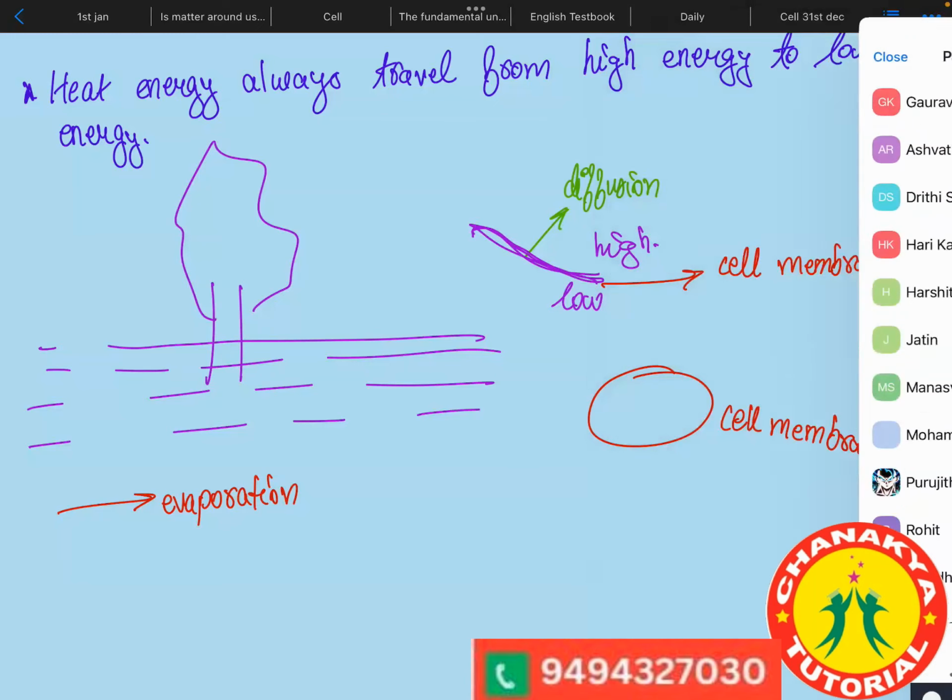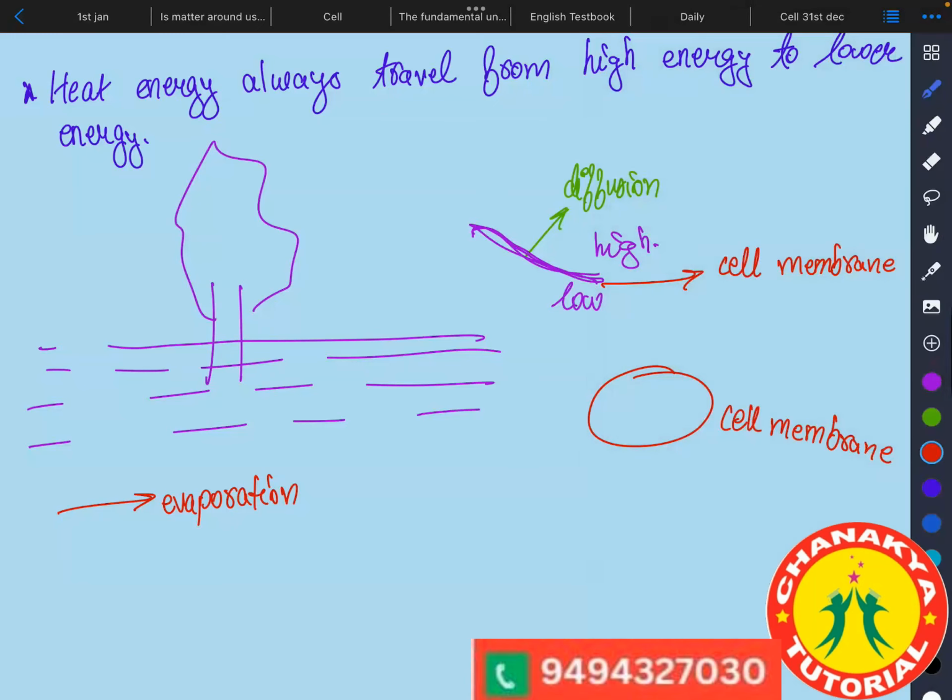Okay, so as I was saying, there is a cell membrane in the plant cell also. Okay, the cell membrane. Wait, evaporation.